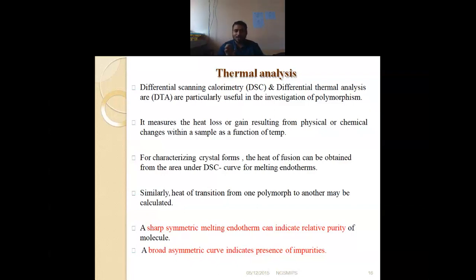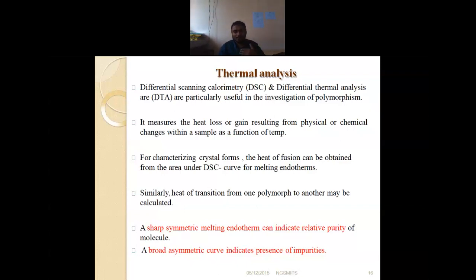For characterizing crystalline forms, the heat of fusion can be obtained from the area under the DSC curve of the melting area. That is called the DSC curve. DSC curve means we can observe some endothermic or exothermic peaks. Similarly, heat of transition from one polymorph to another may be calculated. With the help of the DSC thermogram, we can calculate the heat of transition of a particular polymorph.